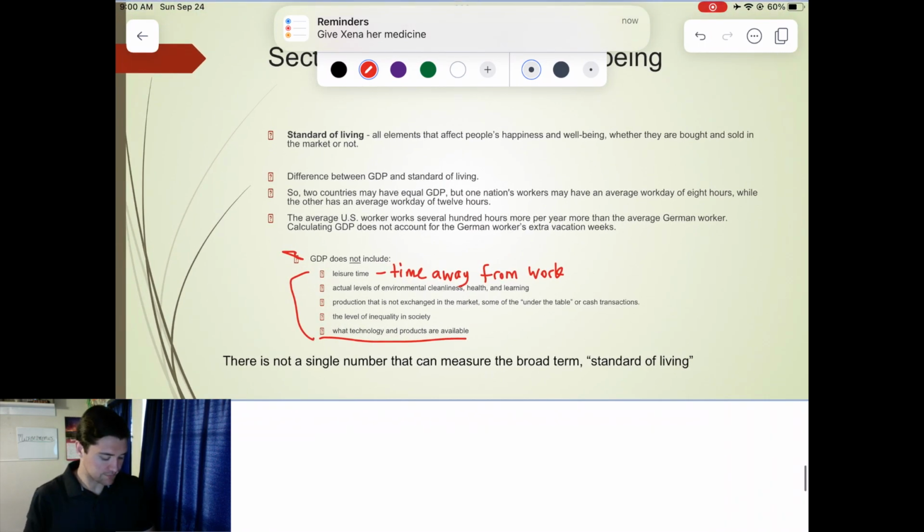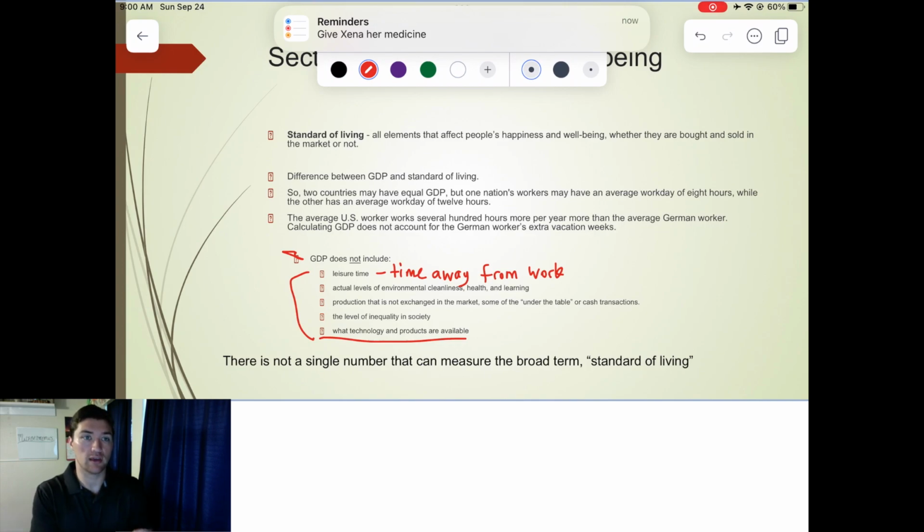So therefore, there is not a single number that can measure the very broad term of standard of living. So if anybody tells you, hey, they have a good GDP per capita, that means it's a great place to live, stop them right there. Is that one indicator you can use? Yes. Are there tons of other indicators you can use? Yes.